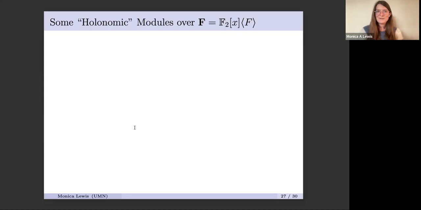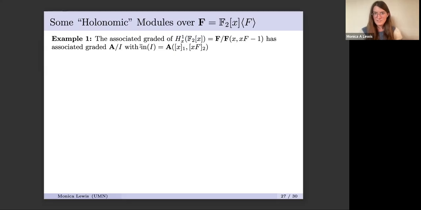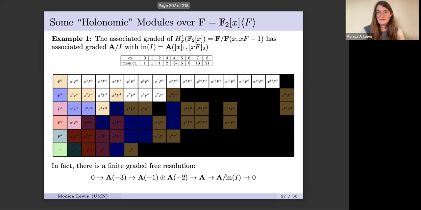Okay. So just to wrap up and show what the modules from the original beginning of this talk were. The first one is you take local cohomology with respect to X and form its associated graded, and then pass to the quotient by the initial submodule. And that ends up belonging to our minimal dimension class, the d equals 0 class. Its finite graded free resolution looks like this.